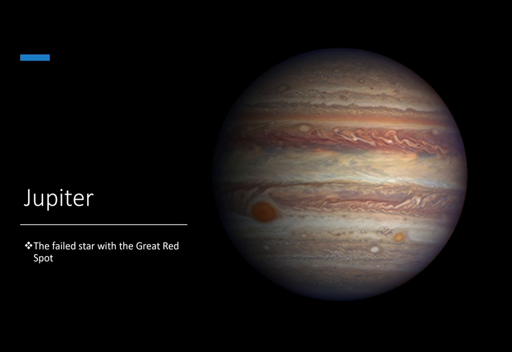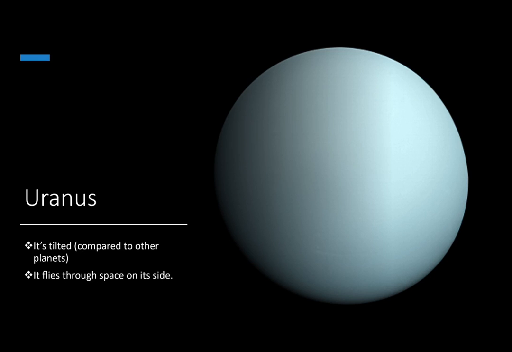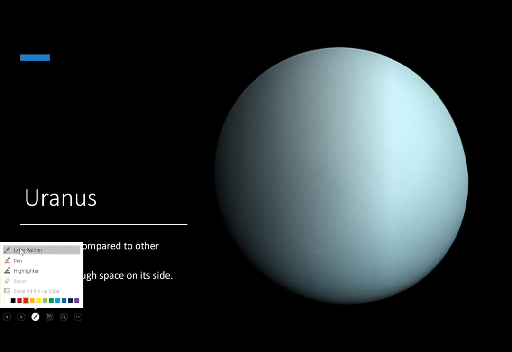Jupiter, the failed star with a great red spot. You can see the great red spot on Jupiter, and that's actually a large storm that's on the planet. Saturn is the ring planet because of the large ring. Uranus is tilted compared to other planets, so it flies through space on its side. Here is an example of what that might look like.